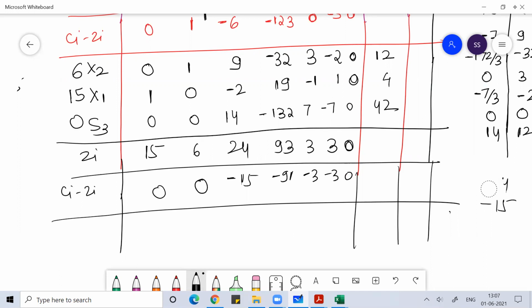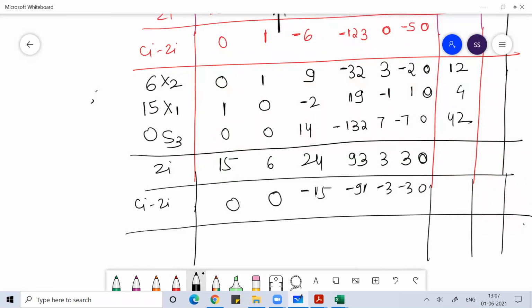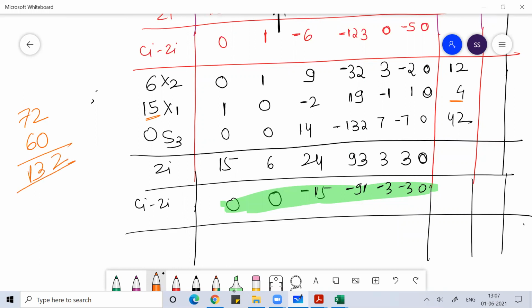Now you can see you get all feasible solution. Ci minus zi is either 0 or negative, so this will give you the final solution. Your feasible solution would be 12 times 6 is 72 and then 15 times 4 is 60. Okay, so this is 132. That is your feasible solution, guys.